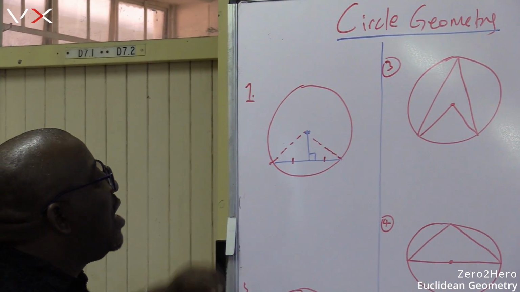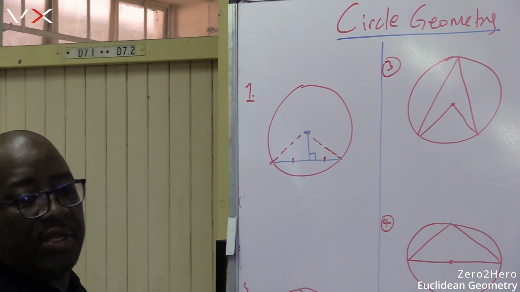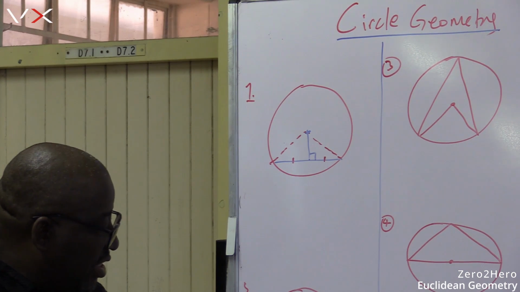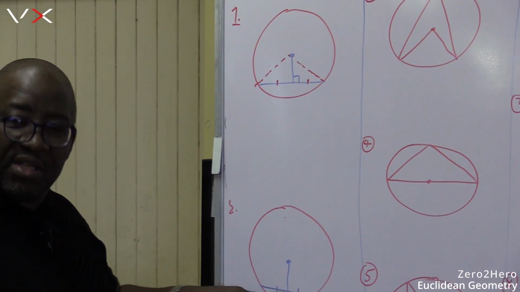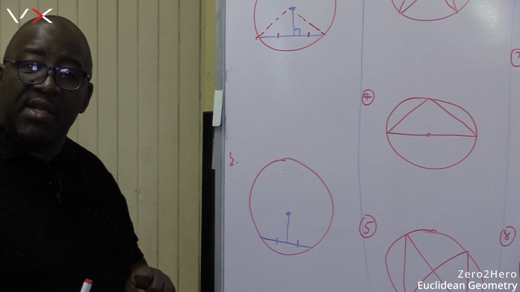That's the one theorem. A line drawn from the center of a circle perpendicular to a chord bisects the chord. Let's go to its converse. This one is coming from the center of a circle. It's coming here to bisect this chord. What does this imply? It implies that the angle there must be 90 degrees.